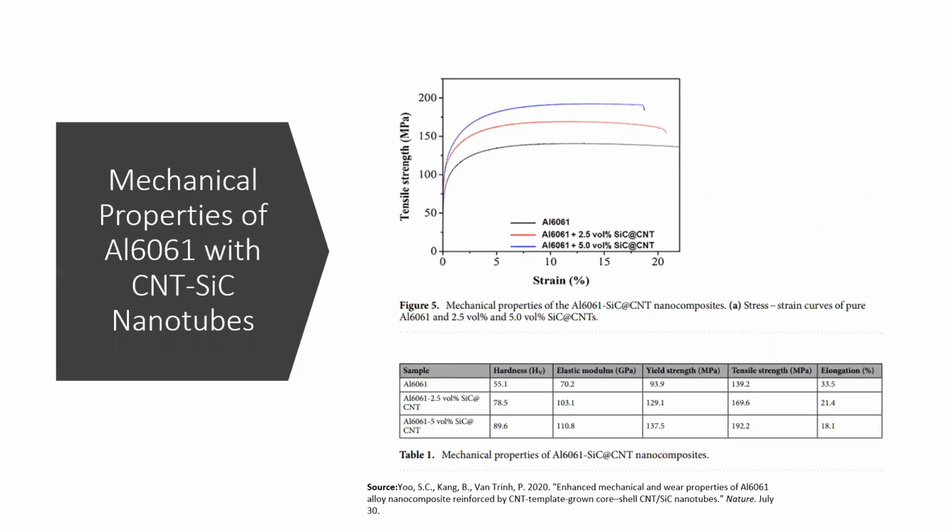There is 58% increase in Young modulus from 70.2 to 110.8 gigapascals, and there is a 62-point increase in Vickers hardness from 55.1 to 89.6 for the 5% volume silicon carbide, but there is a 46% decrease in elongation, hence ductility. The elongation is 33.5 in pure aluminum alloy and 18.1 in the composite.